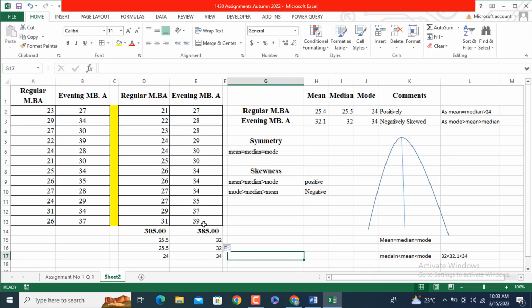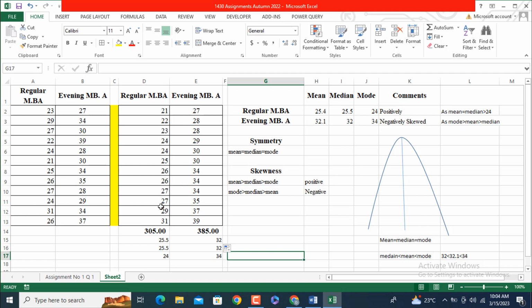So these are the solutions, regular M.B.A and evening M.B.A. Here the data has been taken as given in the statement, but I have sorted the data in ascending order. Why have I done this step? The first reason is that in order to calculate the median and mode, it is a very essential step to arrange the data in an array. Array means ascending or descending order.